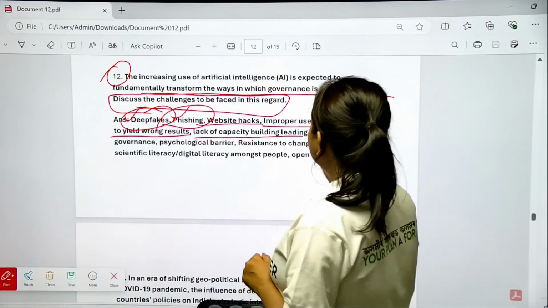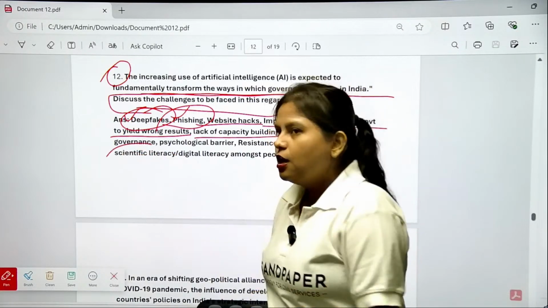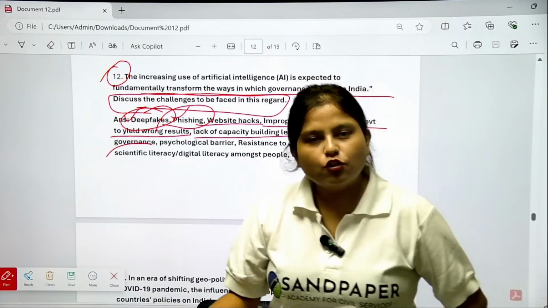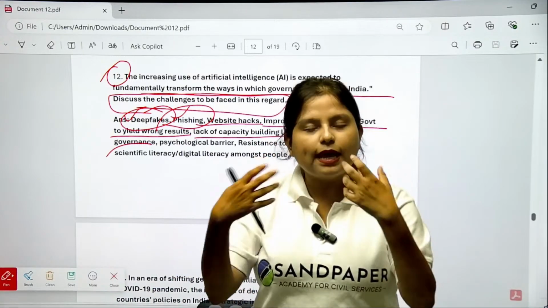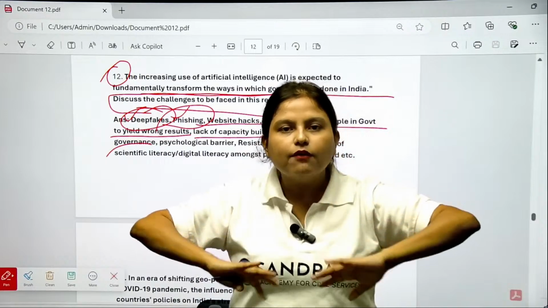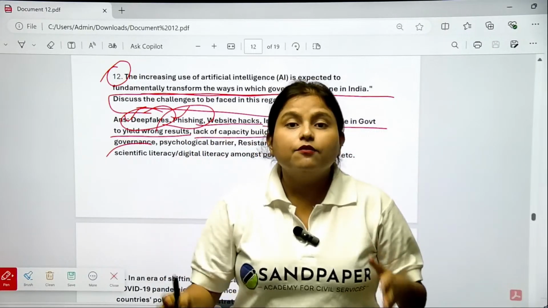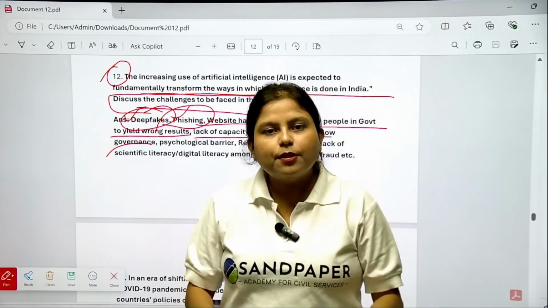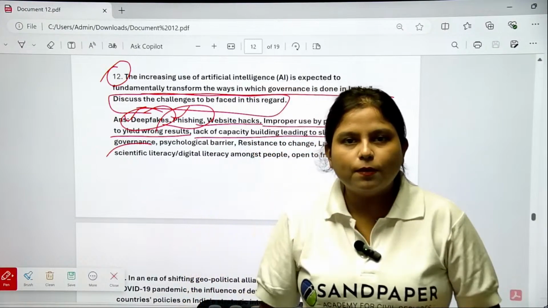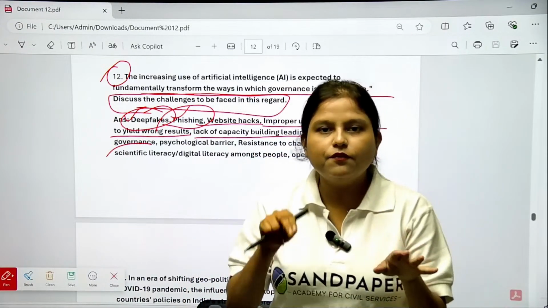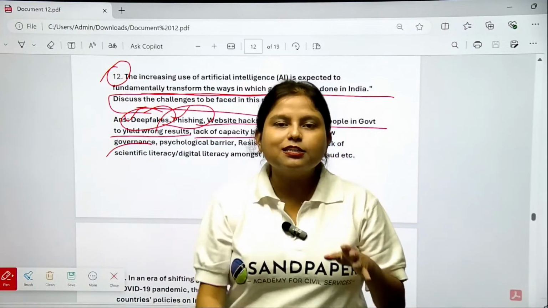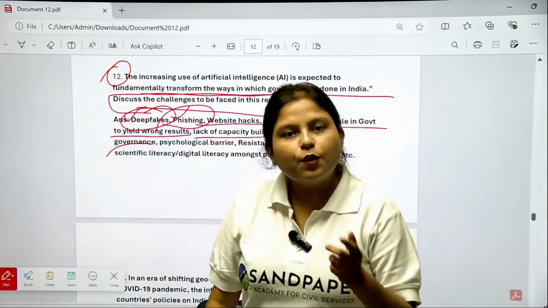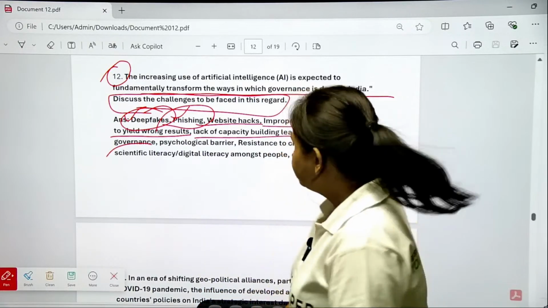Lack of capacity building, leading to slow governance. Someone who has 2 years left, where will they go? Even a young officer, you also, I also, if tomorrow we are suddenly told we have to use AI without proper training, what can happen to us? Our capacity building may be lacking and we will be slow, because we will learn by practice, and when you learn by practice it automatically slows down the speed of governance. So what is that? That is a challenge of AI.